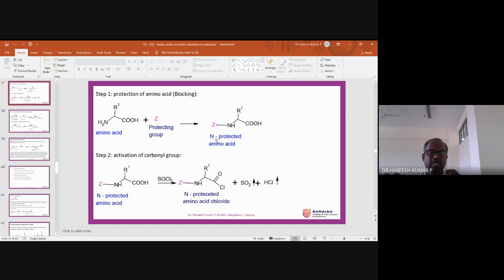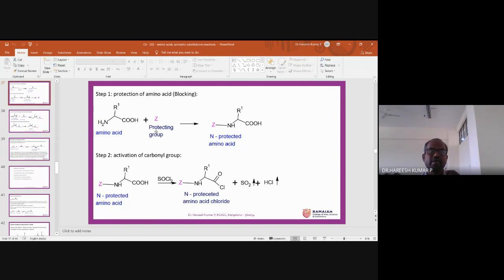So, we also discussed the key steps involved in a peptide synthesis. What are the key steps? One is blocking, another is activation, one more is coupling, and one more is deprotection. So that means four steps are involved in peptide bond formation. Look here, this is the first step. The first step is protecting the amino group.